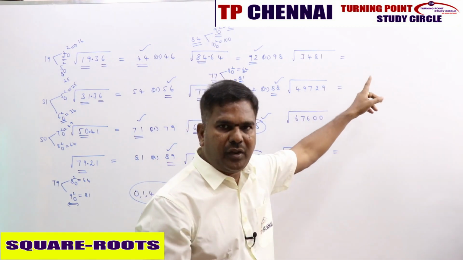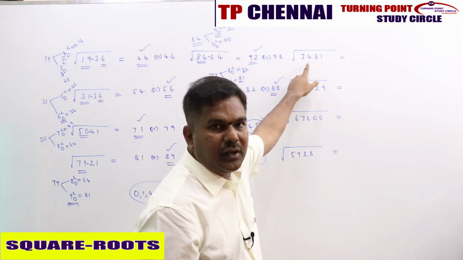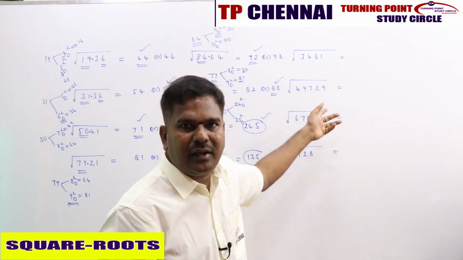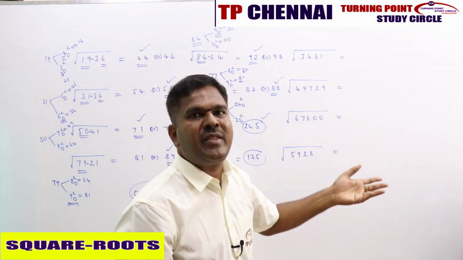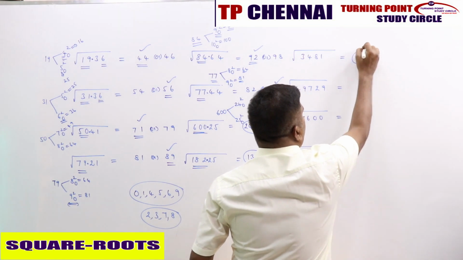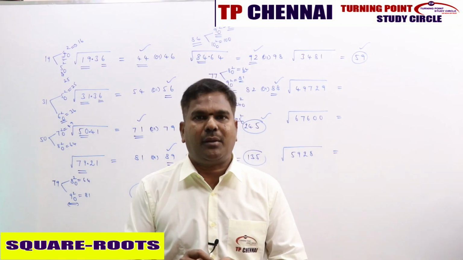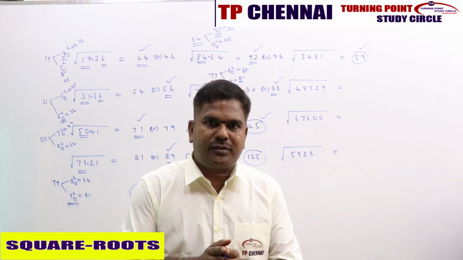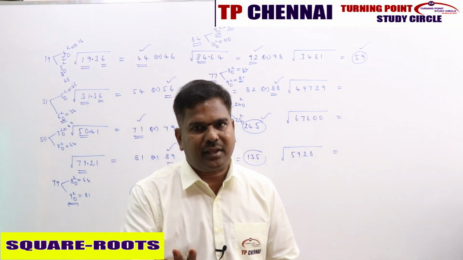Ending with 1 means 51 or 59. See that 34 is nearby 25 or nearby 36? 34 is nearby 36, nearby 60. Nearby 60, the value ending with 1 means 59. That's it. Answer is 59. So initially how much time it was taking, now how much time it is taking. That's what I am saying. If you remember the rules and the logic behind them, it can be solved in 10 to 15 seconds.